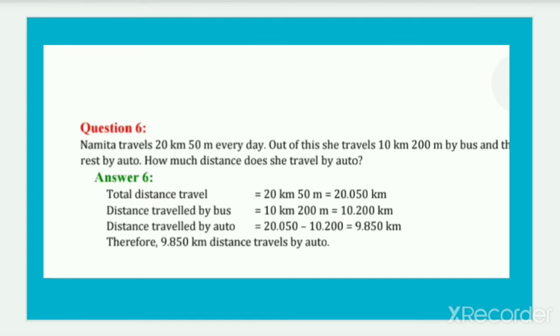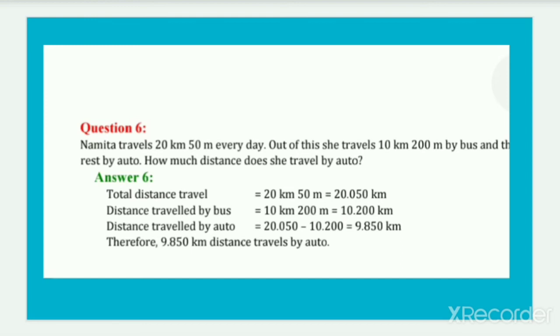Namita travels 20 kilometer 50 meter every day. Out of this she traveled 10 kilometer 200 meter by bus and the rest by auto. How much distance does she travel by auto? So we have to find the distance traveled by auto. The total distance traveled every day is 20 kilometer 50 meter, and the distance traveled by bus is 10 kilometer 200 meter. The rest is by auto, so we will subtract for the rest.